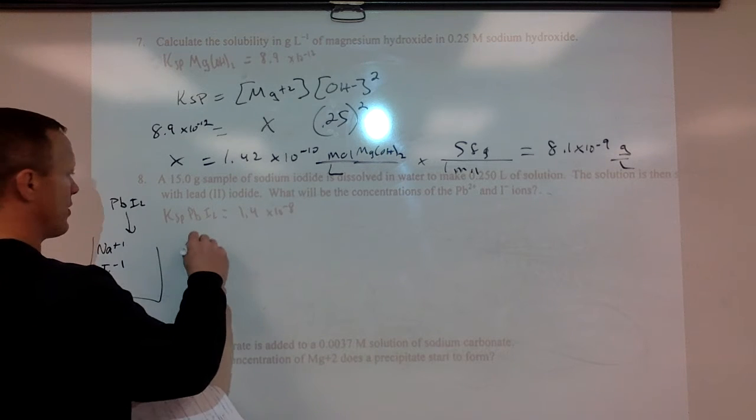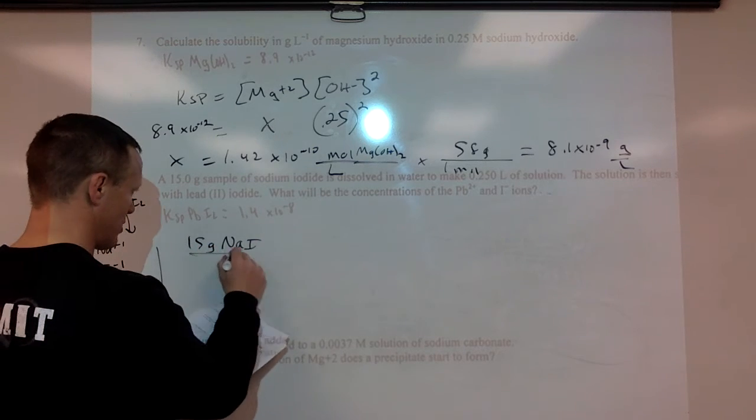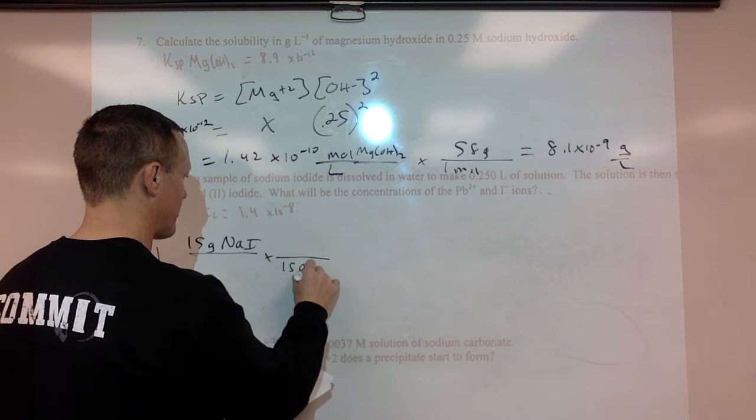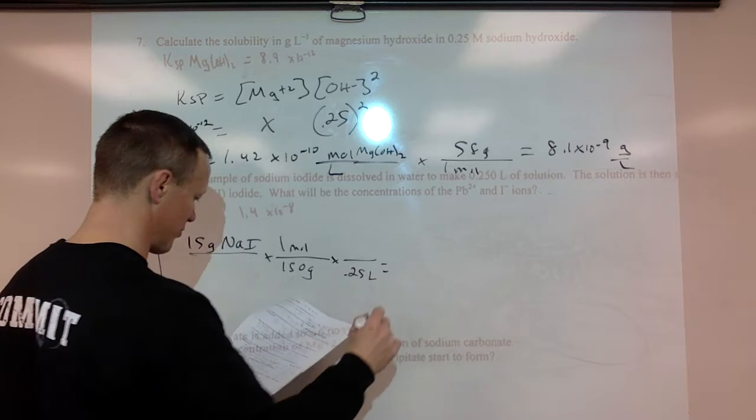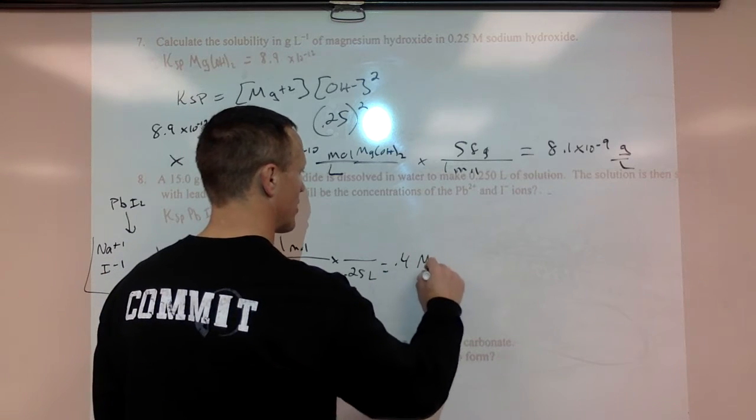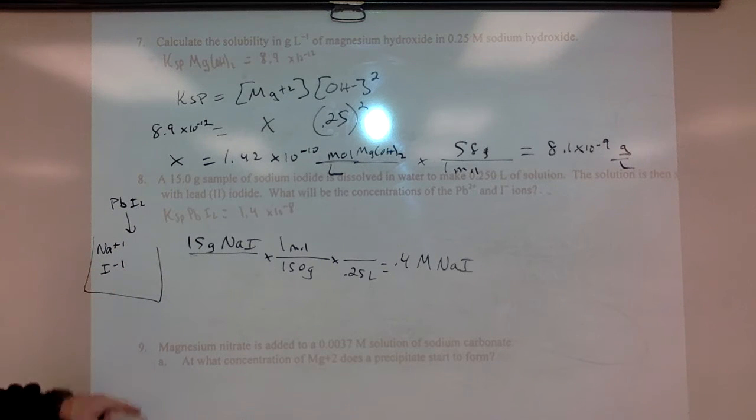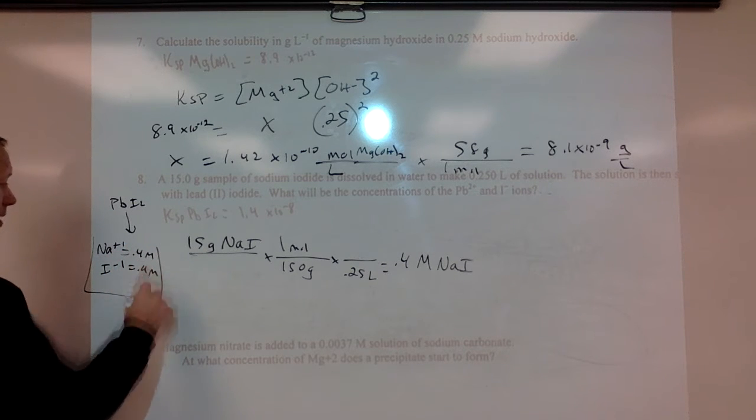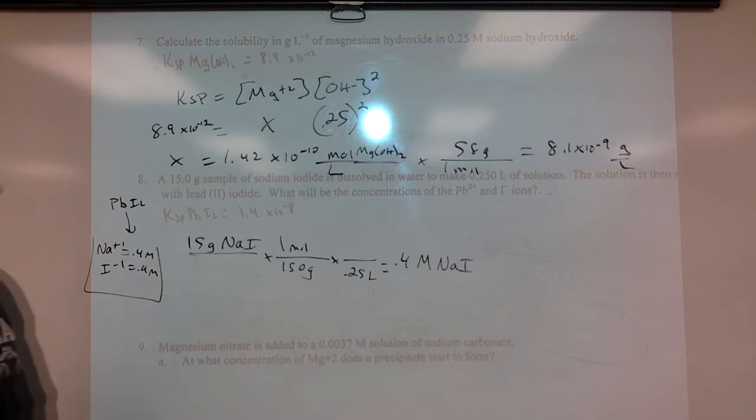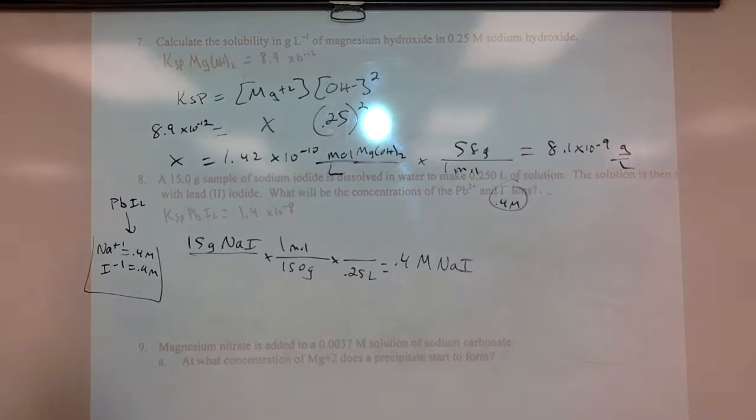So let's figure out how many moles 15 grams of sodium iodide is. It's 150 grams per mole, and we are in 0.25 liters of solution. That'll tell us the molarity of it. So that is the concentration of the sodium iodide we have there, which means the concentration of sodium ions is 0.4 molar and the concentration of iodide ions is 0.4 molar. Now if we start adding lead iodide in here, pretty soon we're going to get a precipitate.